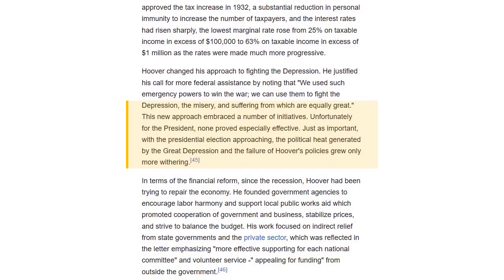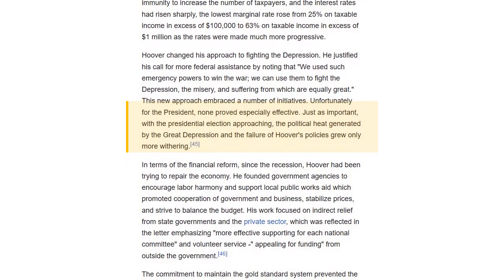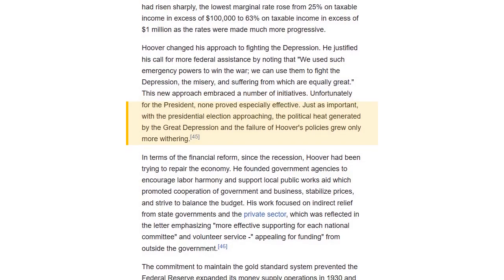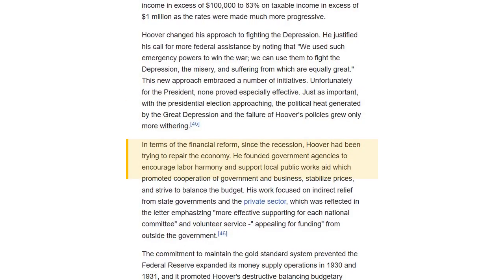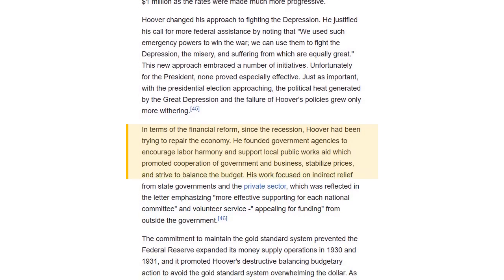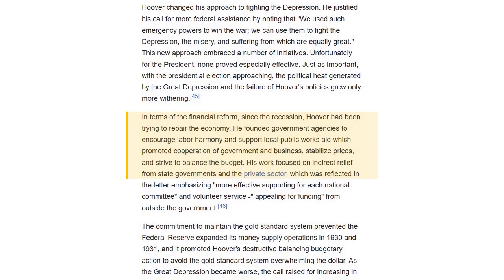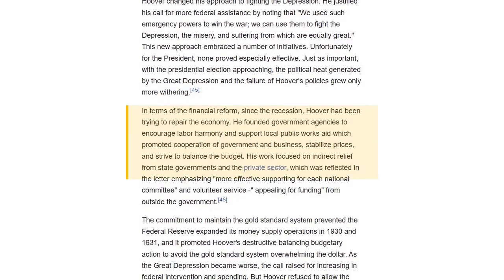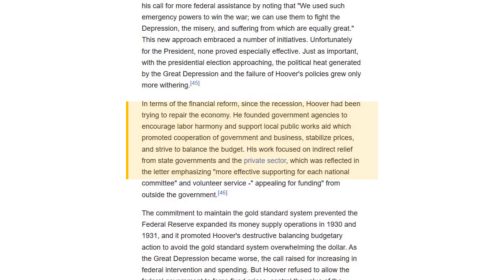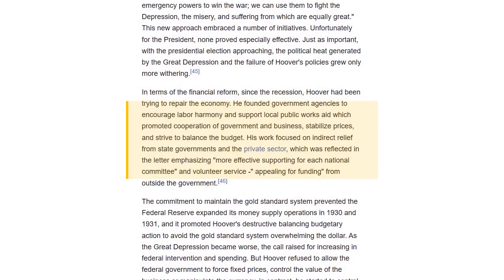Just as important, with the presidential election approaching, the political heat generated by the Great Depression and the failure of Hoover's policies grew only more withering. In terms of the financial reform, since the recession, Hoover had been trying to repair the economy. He founded government agencies to encourage labor harmony and support local public works aid, which promoted cooperation of government and business, stabilized prices, and strived to balance the budget.